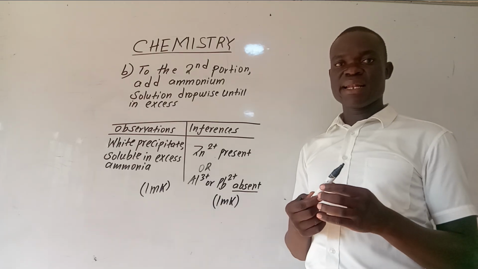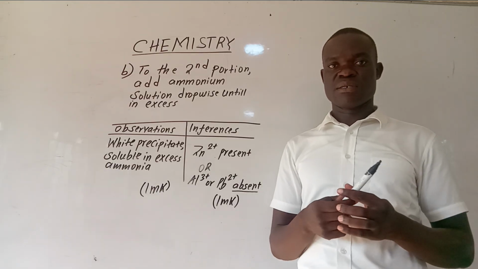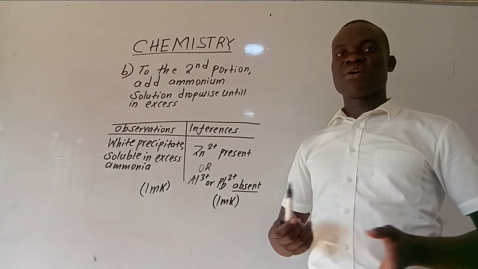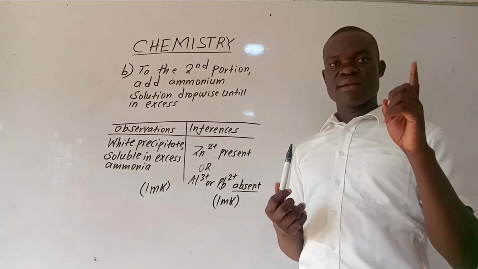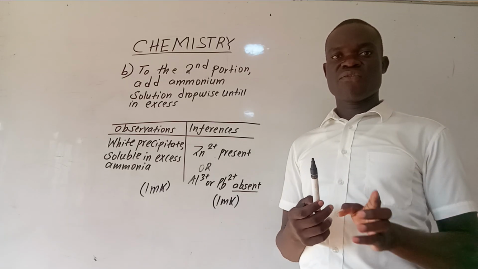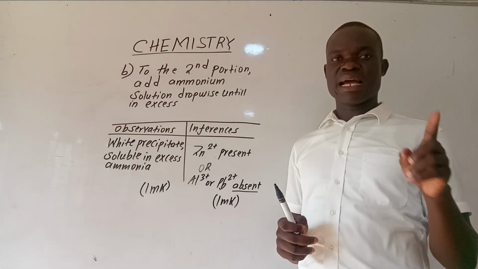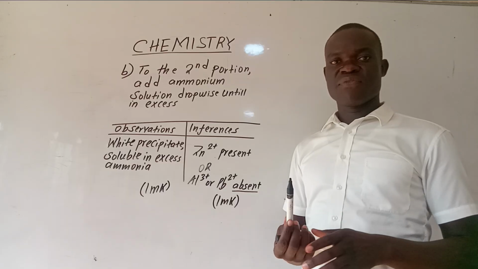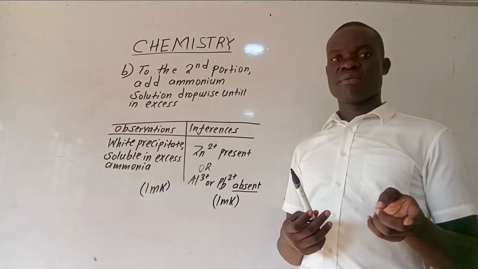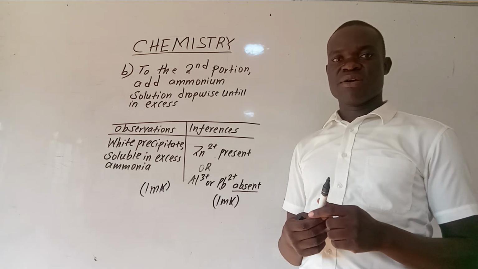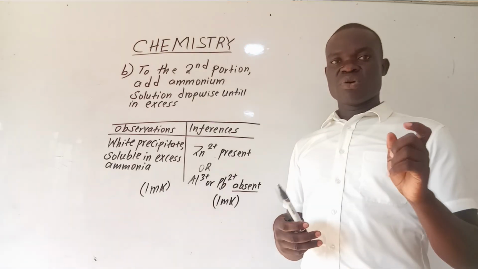So when a solid dissolves to form a colorless solution, it means all the colored ions are suspected to be absent from that solution. But when a solid dissolves to form a colored solution, then we know that one of the colored ions may be present. If the solution is blue, we will only talk about copper ion present, brown, iron 3 ion present, green, iron 2 ion present.